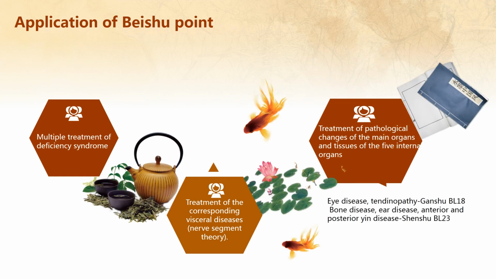They are mostly used to treat deficiency syndrome and the pathological changes of main organs and tissues of the 5 internal organs. For example, for eye disease, we use Ganshu BL18, and for bone disease, ear disease, or anterior and posterior yin disease, we choose Shenshu BL23.